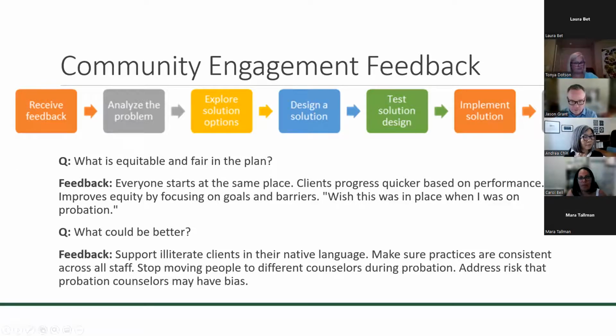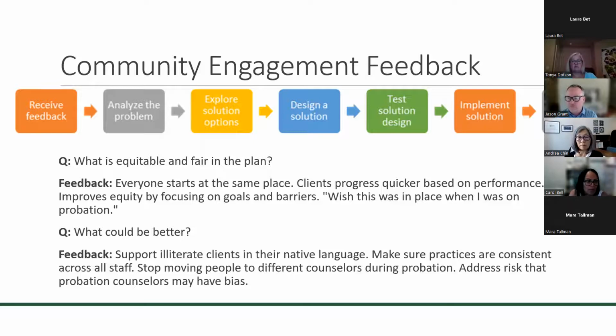Now, my most favorite part of what we're doing is our community engagement. In June, we asked for feedback from our former clients and our local service providers about the new reporting guidelines. We held an exciting focus group and we got some really good information from them. The question that we put out is, what is equitable and fair in the plan? The feedback we heard was everyone starts at the same place. Clients progress quicker based on performance, and they believe that it improves equity by focusing on goals and barriers. One client even said, "We wish this was in place when I was on probation."